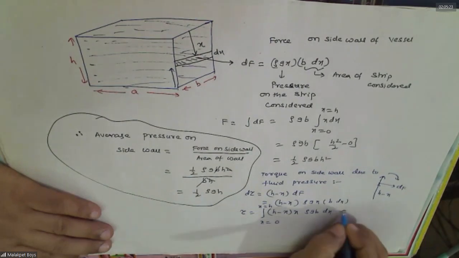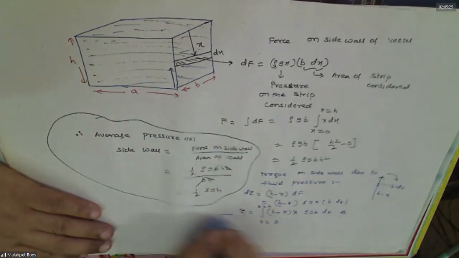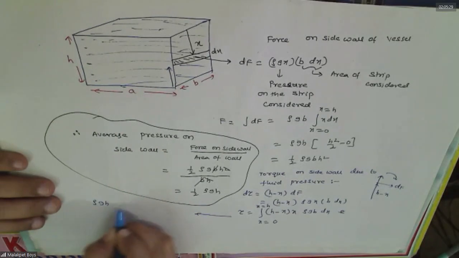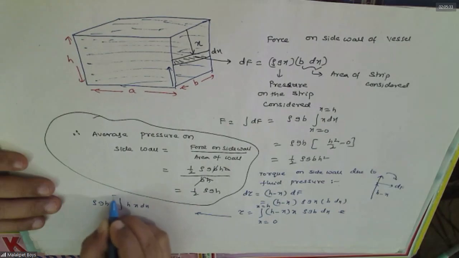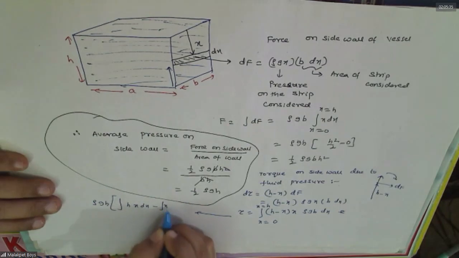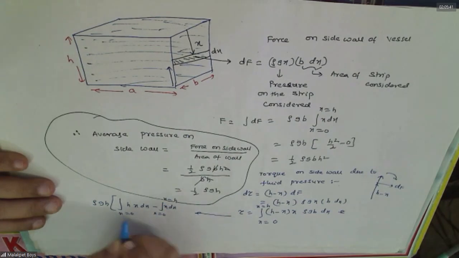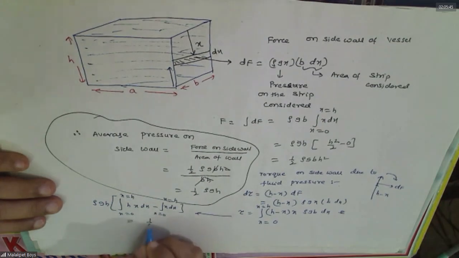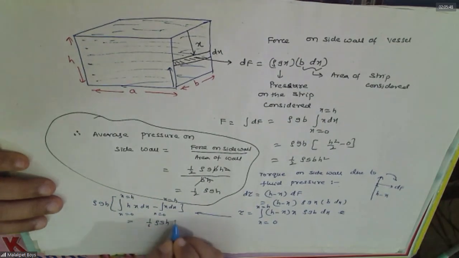So this is nothing. Rho g b will be there. You have h x dx minus x dx. Am I right? x is 0 to x equals h. Is the torque on the side wall. If you do this, you'll get rho g b h cube by 6. Check up.